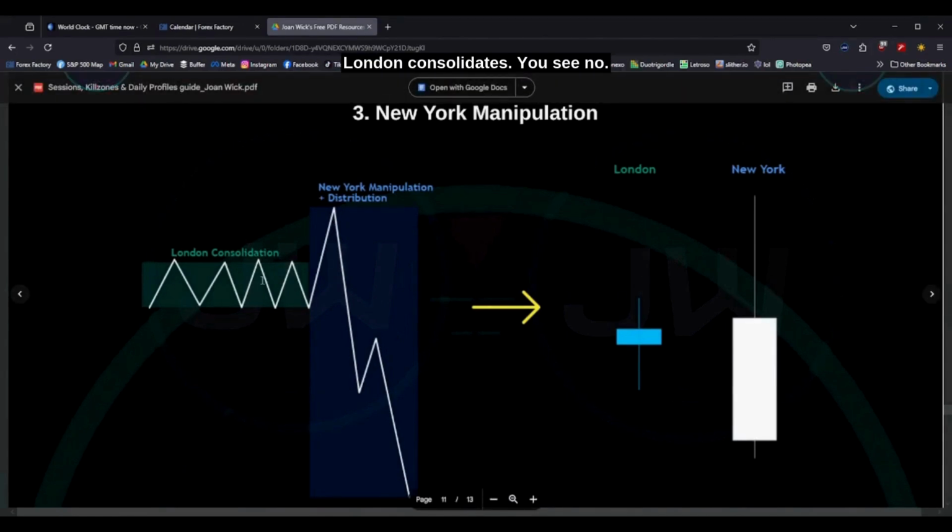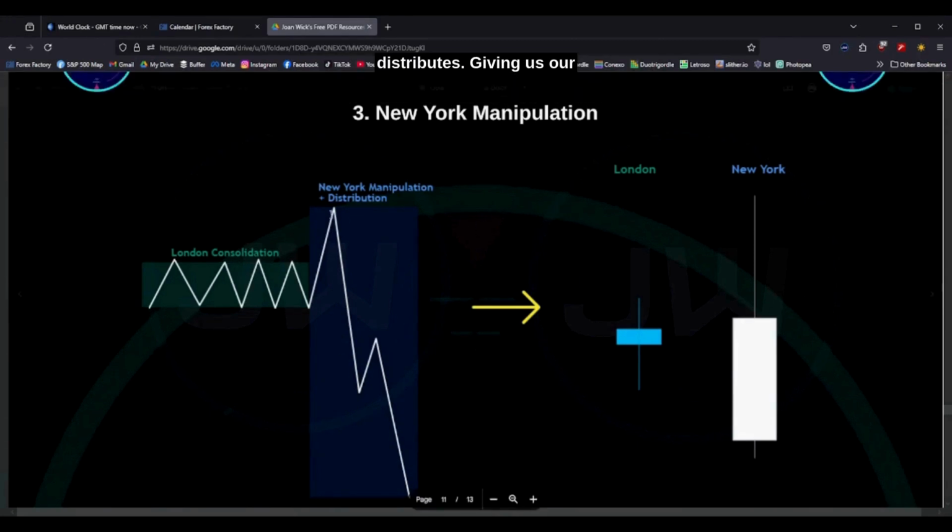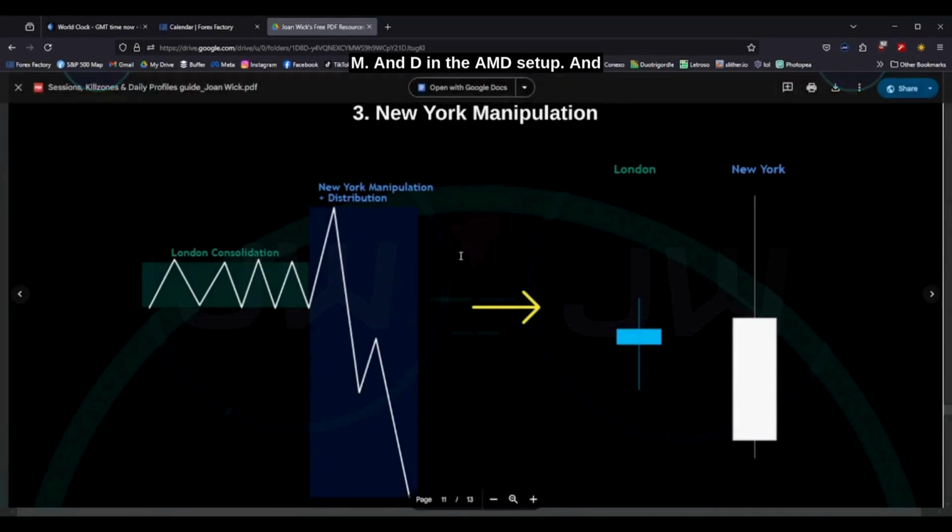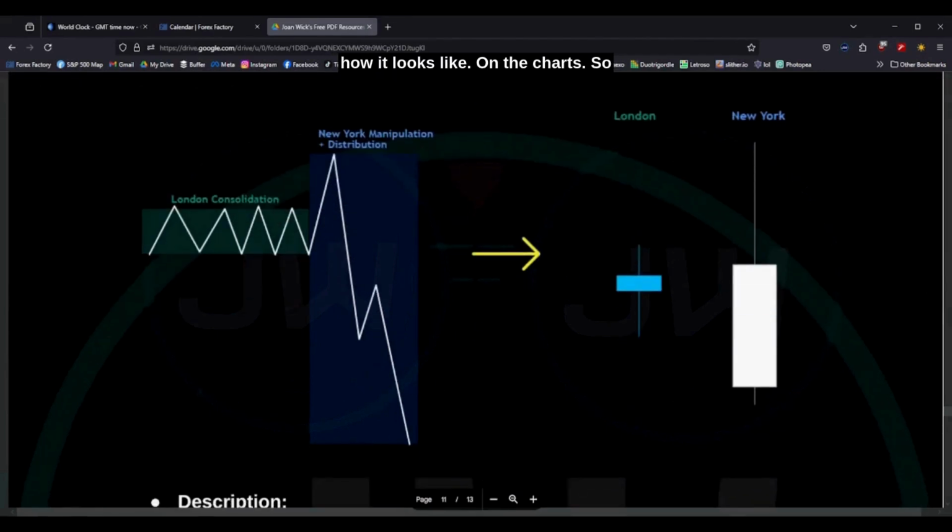Basically, London consolidates. We see no direction during London. We just accumulate within a range. And then what New York does, it manipulates and distributes, giving us our M and D in the AMD setup. And on the high time frame, this is what it looks like. London will make this consolidation candle. It looks like a doji like this. And then New York will come and manipulate with a long wick to continue the direction.